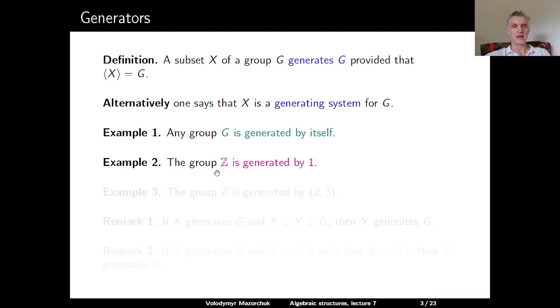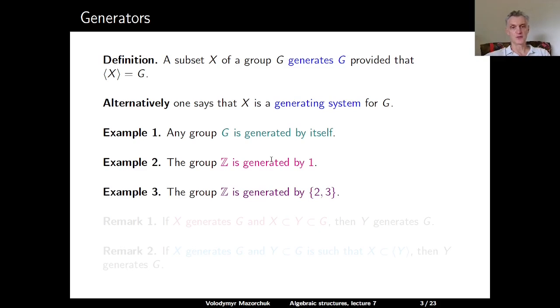Example 2. The group of all integers with respect to addition is generated by the integer 1. Because if we take the subgroup which 1 generates, it should contain 0, 1, 2, and so on. And also it should contain -1, that's the additive inverse of 1, -2, and so on. So we see that the subgroup of Z generated by 1 coincides with the whole of Z.